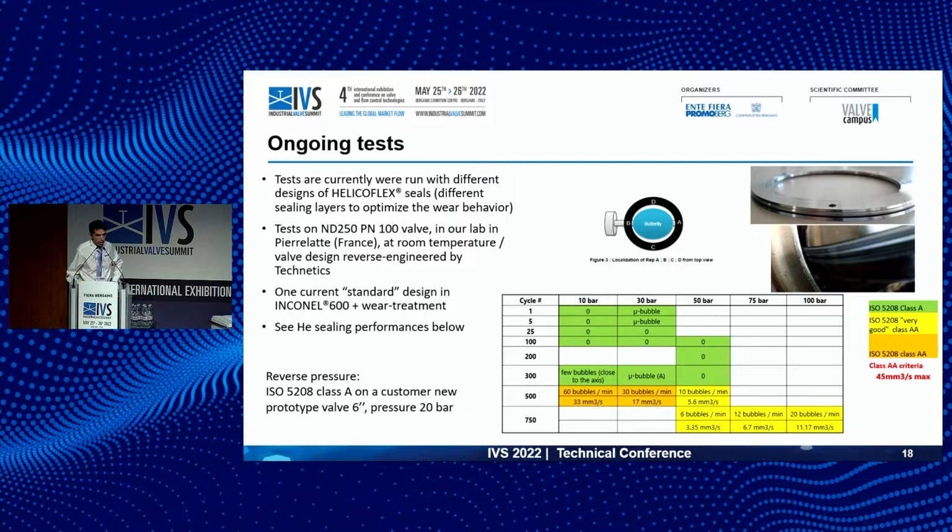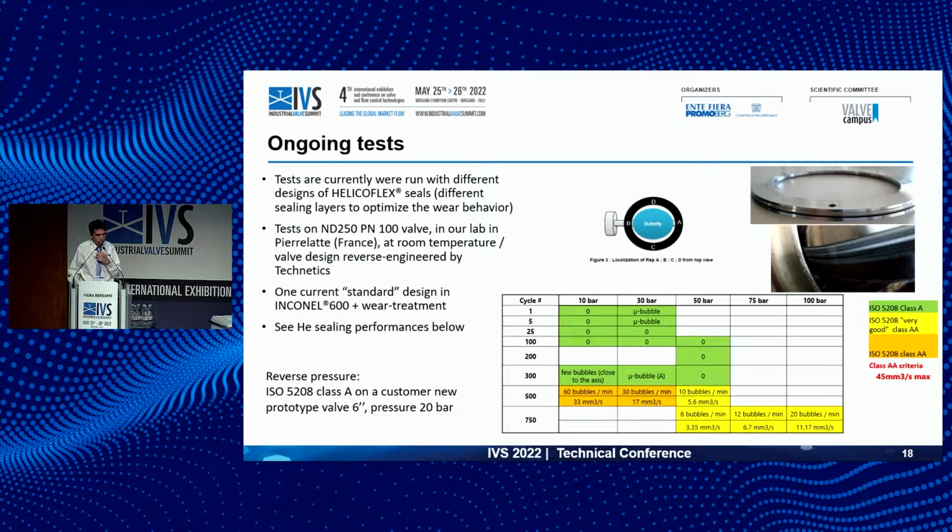So we made our test in helium, even though we were not looking for a very high helium leak rate in this case, but we are used to working with helium. And as you can see, the performance at 11 bar, even after 750 cycles, was very good. So we are class A until 300 cycles, and after 750 cycles we are class AA, which is a class just below. But I would say it was a very good class A, because the criteria was 45 cubic millimeter per second, and we were between 3 and 11. So it was definitely very good.